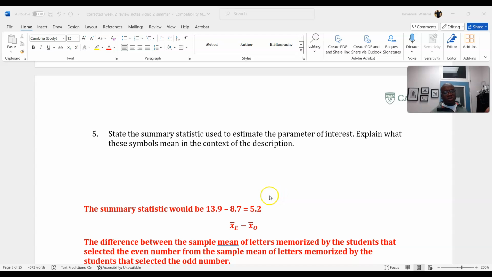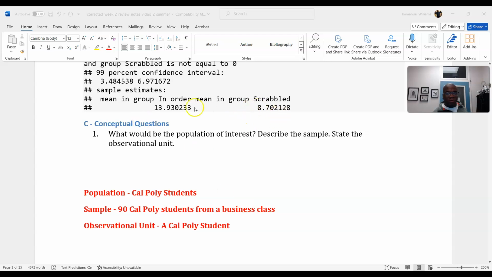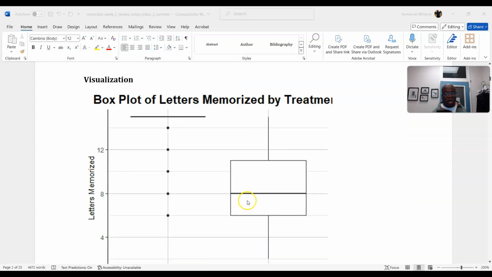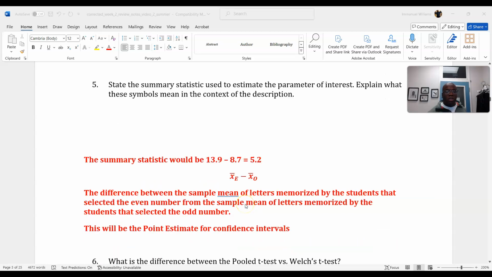Dr. Williams, where did you get those numbers from? Good question. From the R output. They're right here, these are the sample means, and it's also right here. All right, good job. The difference between the sample means is also the point estimate. When it comes to implementing hypothesis testing or confidence intervals, it's imperative that we know that the difference between our sample means is our point estimate.